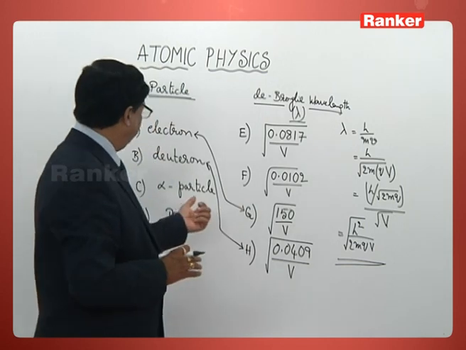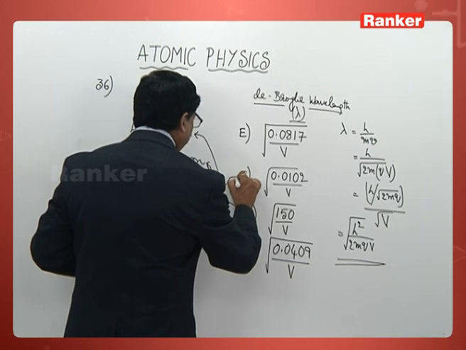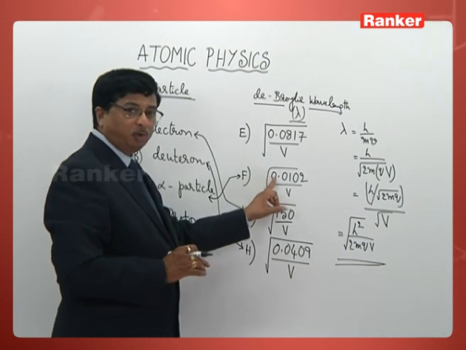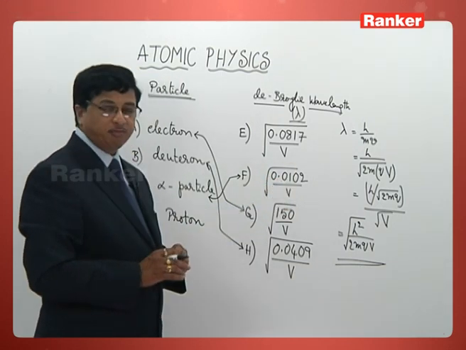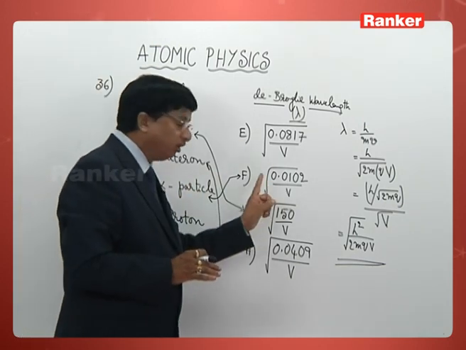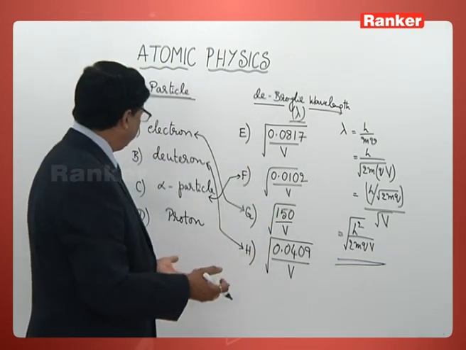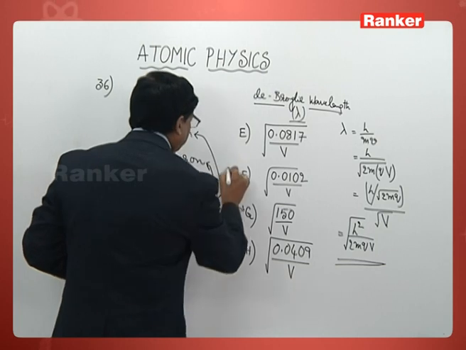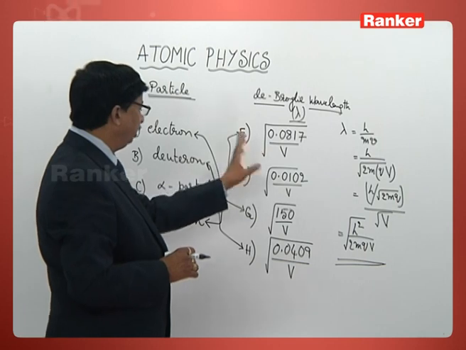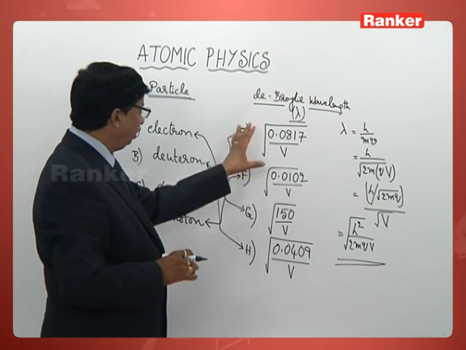And of course for this C, for alpha particle, it is going to be F now. So for alpha particle, what will be the value? 0.0102 whole over V, whole under root. So better remember this value directly. That's my advice to all of you. And come down to the last, what is left? For a proton, it is going to be 0.0817 whole divided by V. So square root of 0.0817 whole divided by V.